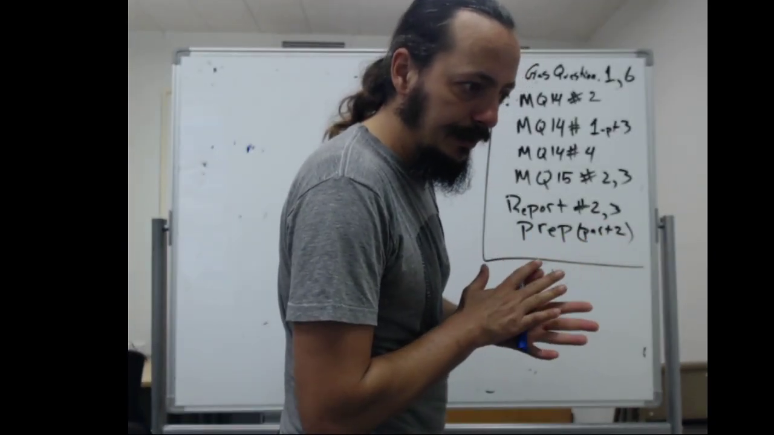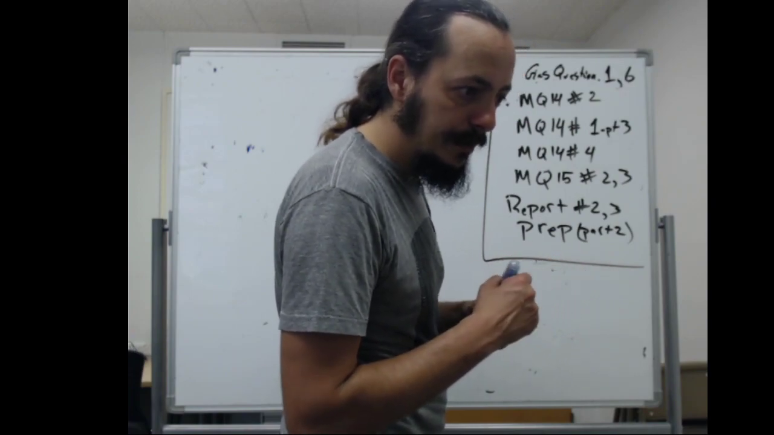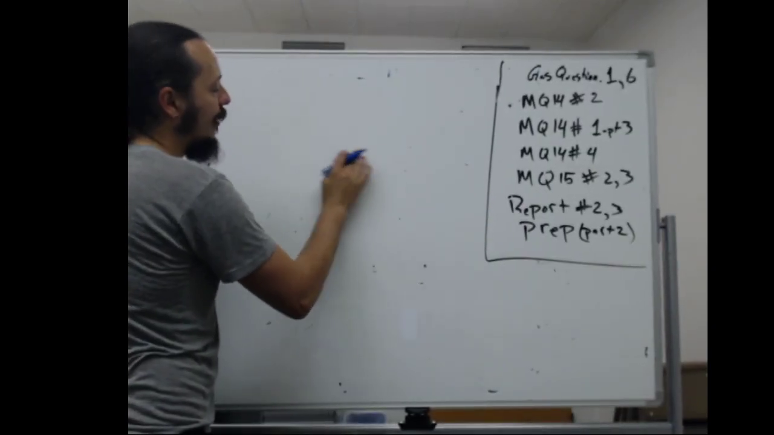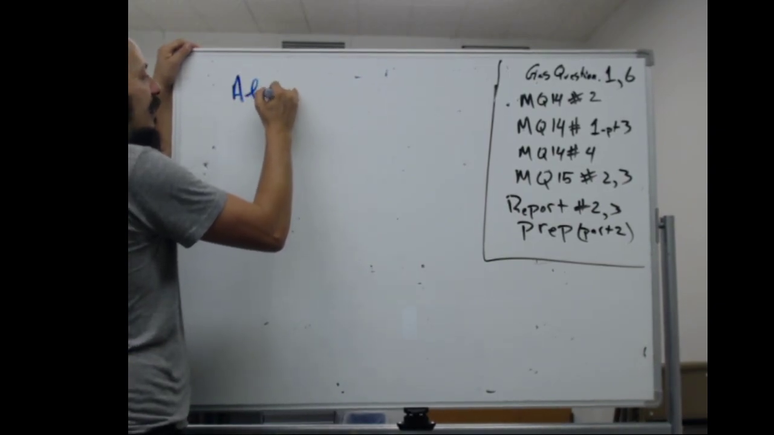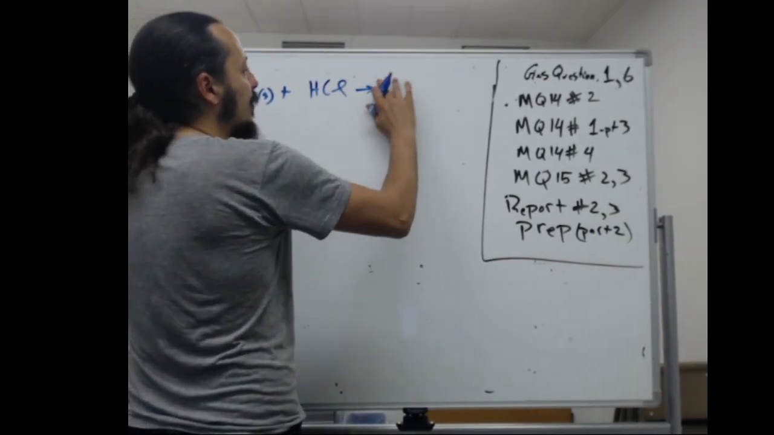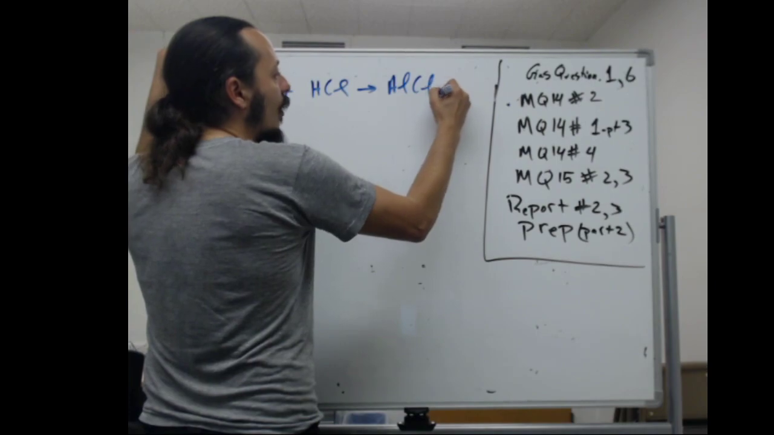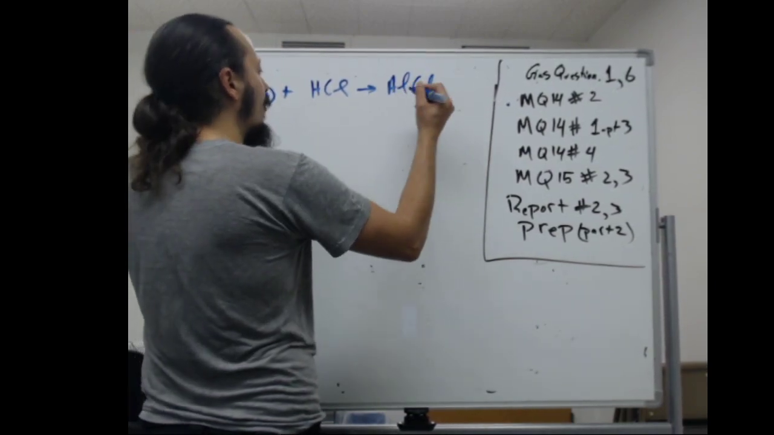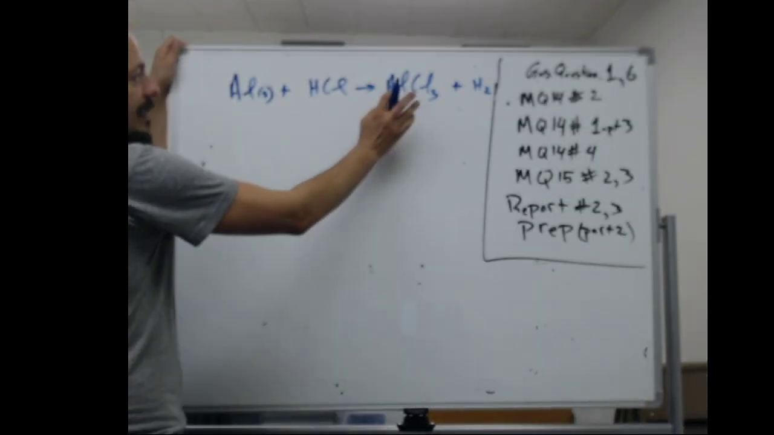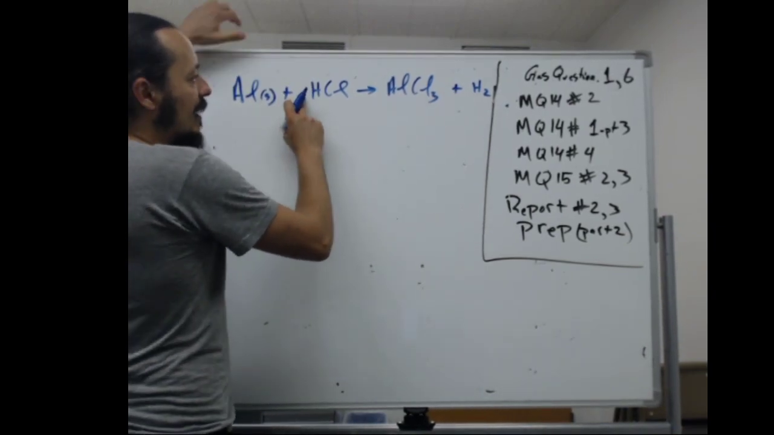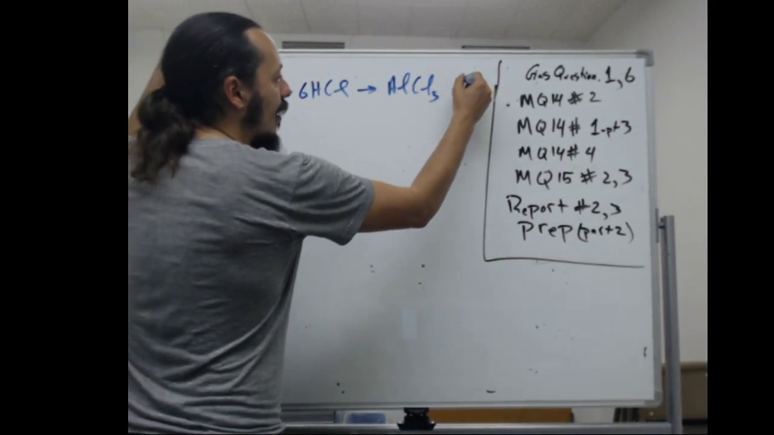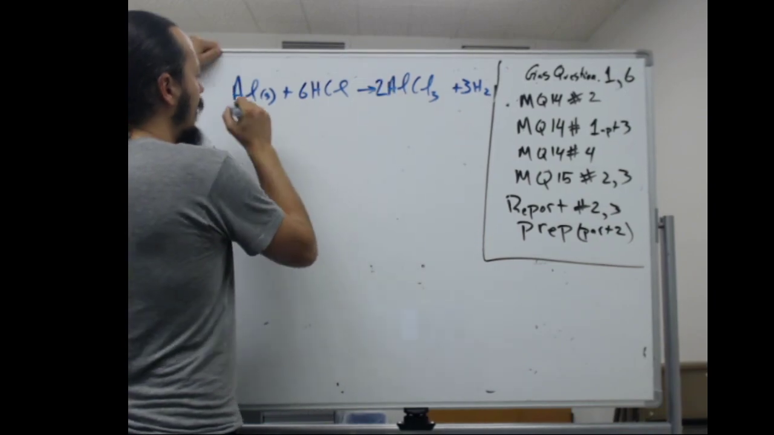Calculate the moles of hydrogen gas produced by the reaction of 0.82 grams aluminum with hydrochloric acid. So we've got aluminum solid plus HCl. My guess is that this is going to produce AlCl3. Common charge of aluminum is +3. And H2 gas. Now, in order to get these 3 chlorines, I'm going to need a 3 here, but then I'm going to have an imbalance between my H's. So I'm going to need a 6 there, a 3 there, a 2 there, and a 2 there.